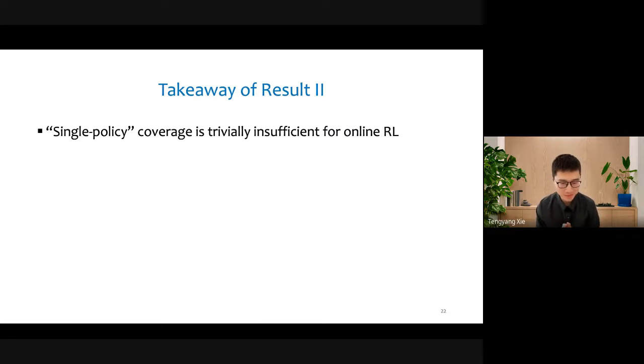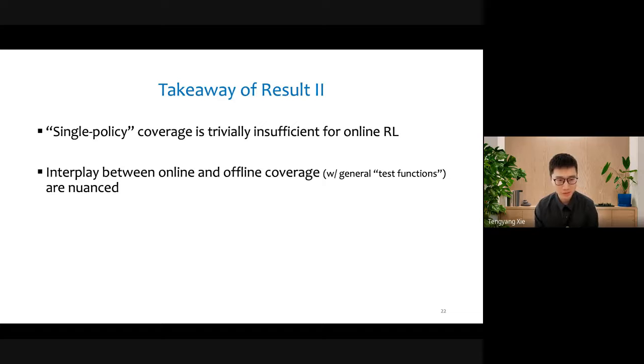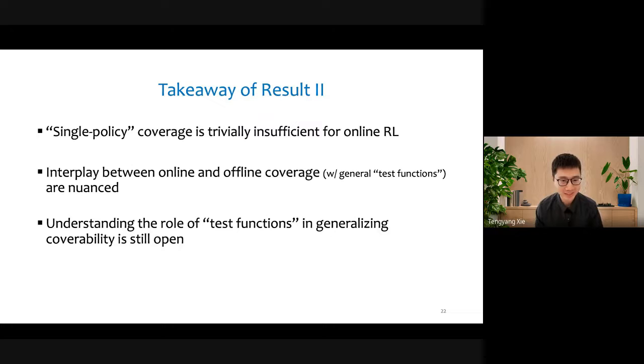So yeah, that's maybe most of what we have for the second part. We also have 3 main messages. The first one is that single policy coverage is trivially insufficient for online reinforcement learning. Also, we would argue that the interplay between online and offline coverage with general test functions is pretty nuanced. And the understanding of how we can use test functions to generalize coverability is still quite open.